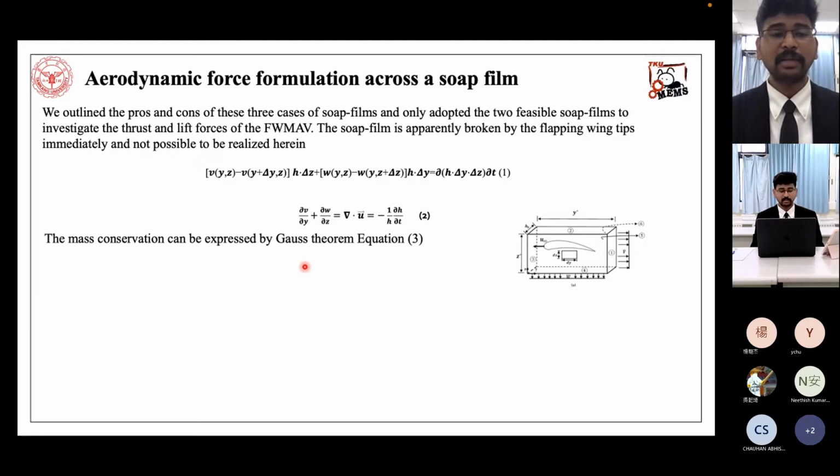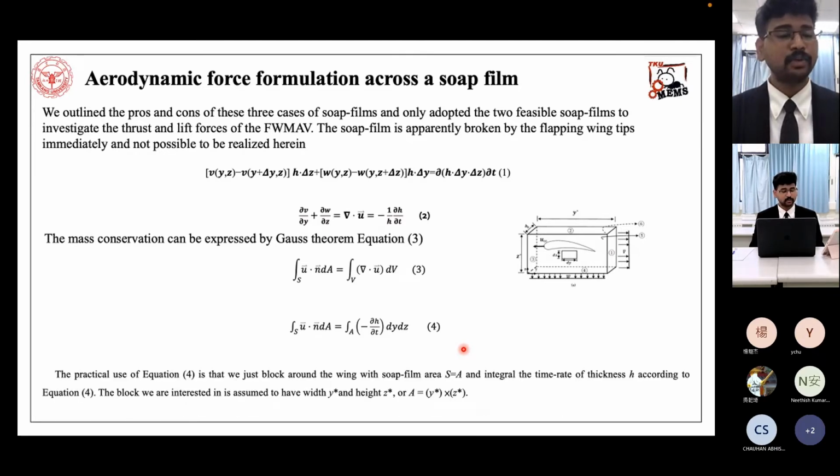The mass conservation can be expressed by the Gauss theorem, where in the equation the delta U can be expressed by the Gauss theorem. In equation 4, the elemental volume dV is h into dx dy, and substituting delta U from equation 2 into equation 3, we get the final equation 4. The equation represents the mass conservation relation with the time rate of the thickness. The practical use of equation 4 is that we just block around the wing of the soap film with the surface area integral with the time rate of the thickness, according to equation 4.